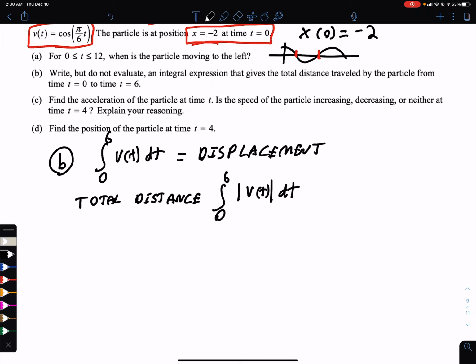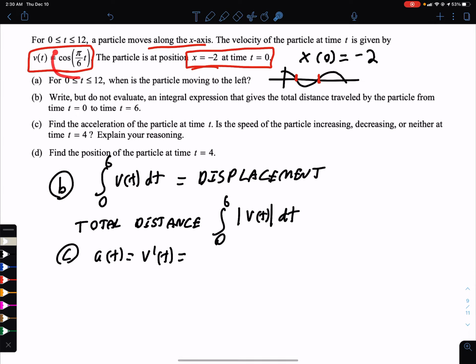Part C, find the acceleration of the particle at time t. So acceleration, this is something you learned last chapter. It's the derivative of velocity. So you would take the derivative of this, but it's cosine of box. What's the derivative of cosine of box? Minus sine of box times the derivative of box, which should just be pi over 6. That is the acceleration for the particle at time t.